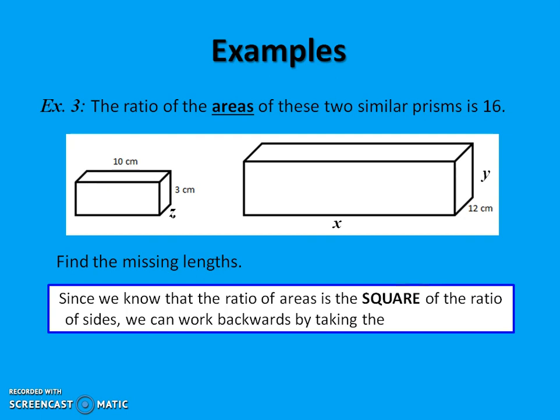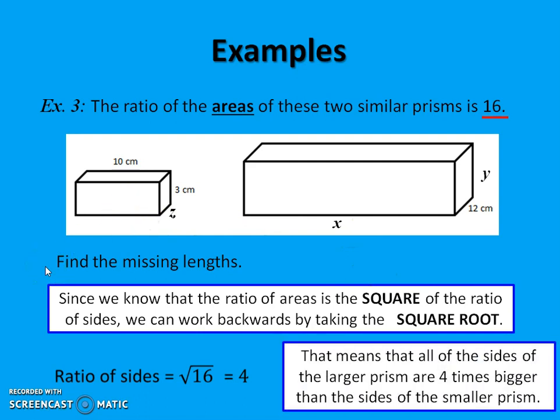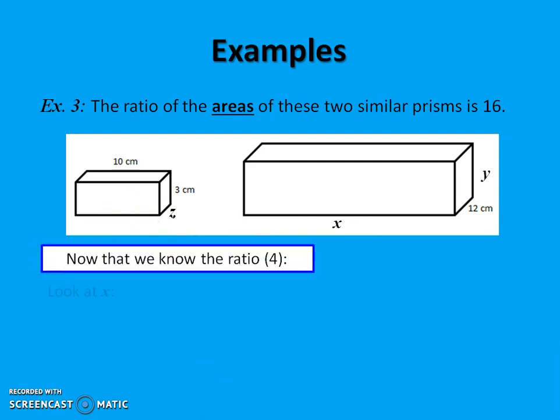To figure out the missing lengths, I need the 1D ratio, which means I have to take the square root. The square root of that ratio, 16, is 4, and it means that each 1D measurement is 4 times larger in the larger prism than in the smaller one. So now I can just set up ratios to find each one. For this one, I know it's related to this length 10, and I know that this is 4 times bigger. That works out to be 40.